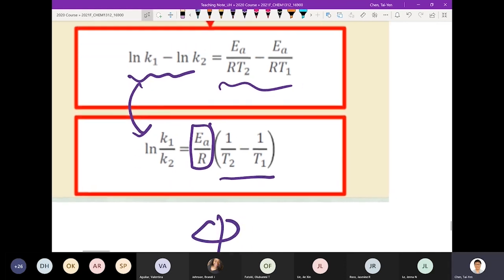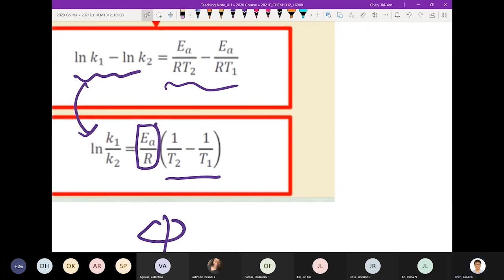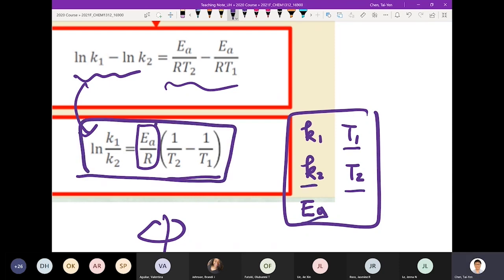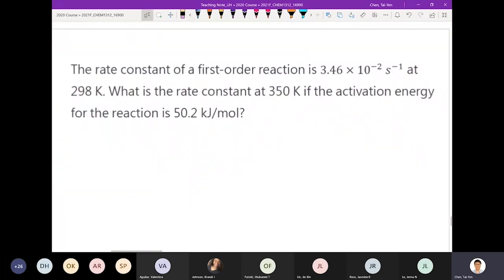If you look at this equation more carefully, there are five parameters: k1, T1, k2, T2, and EA, right? The question you're going to encounter gives you four of these parameters and asks you to solve for the fifth one. For example, it can give you k1, T1, k2, T2, and ask you for the EA. That's one type. The other is if I give you T1, k2, T2, EA, I can ask for the k1. So let's give you one example. The rate constant of a first order reaction is a certain number at a certain temperature.